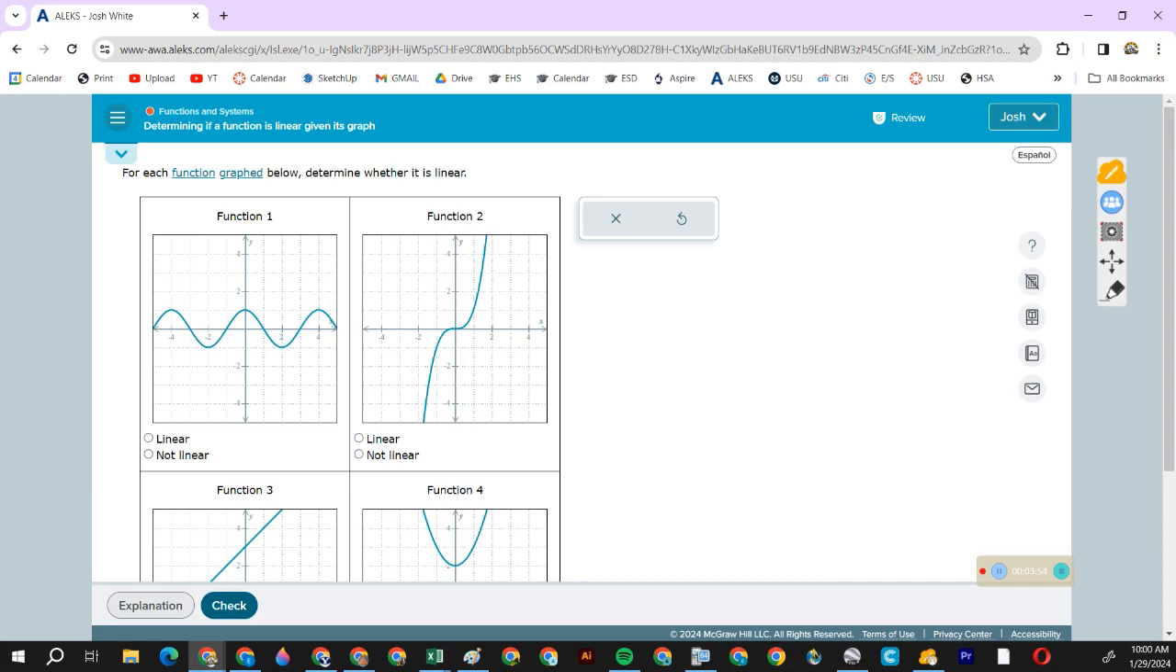Okay, which function is linear? Anytime you have a graph that's a straight line, it's going to be linear. So function 3 is linear, but the other 3 are not.